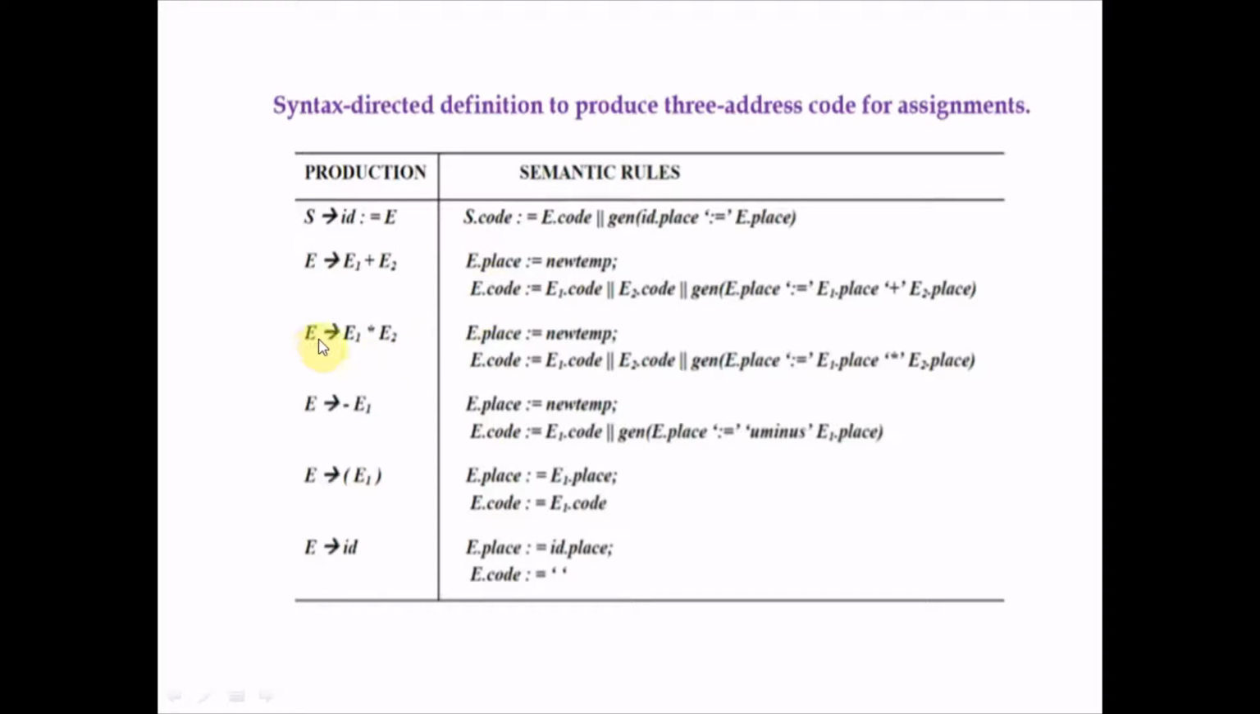Then similarly E to E1 into E2, then E to minus E1, that is E.place equal to E1.place. E1.place is assigned to E. Then E.code equal to E1.code. Then E to ID. E.place equal to ID.place, value of ID. E.code equal to whatever value is given here, that will be E.code. So, this is a syntax directed definition to produce three-address code for assignment.